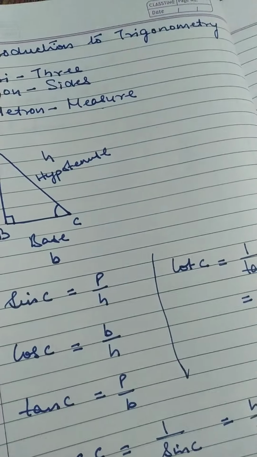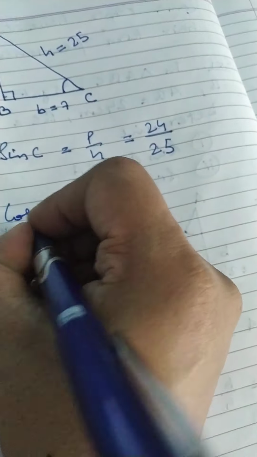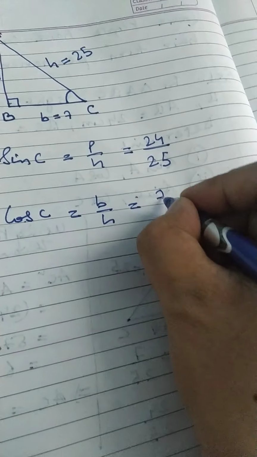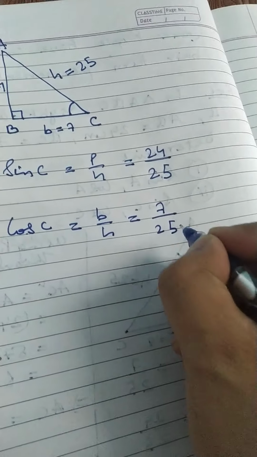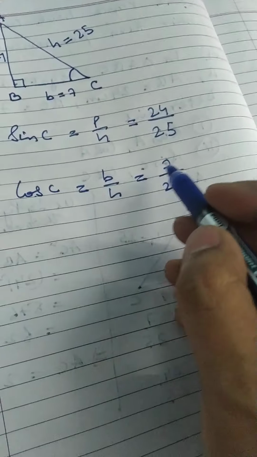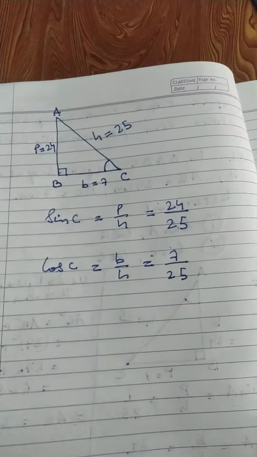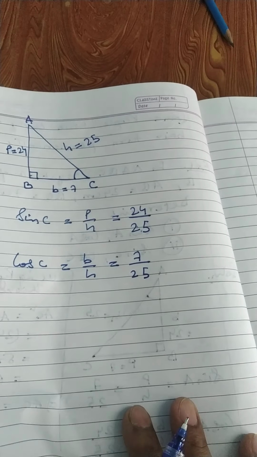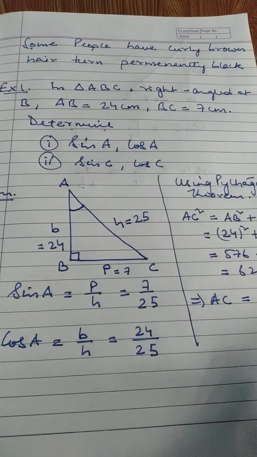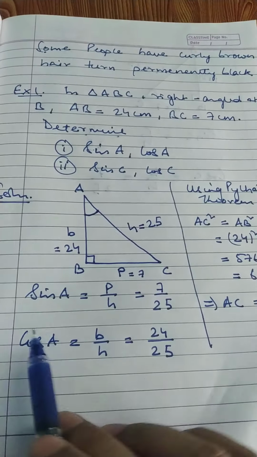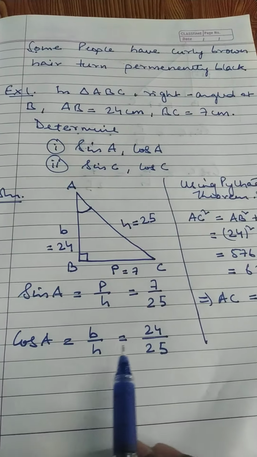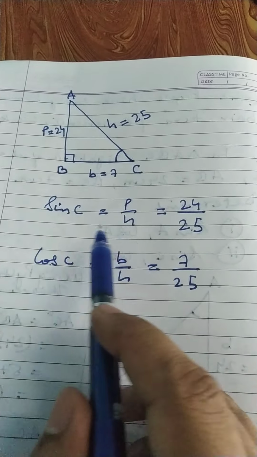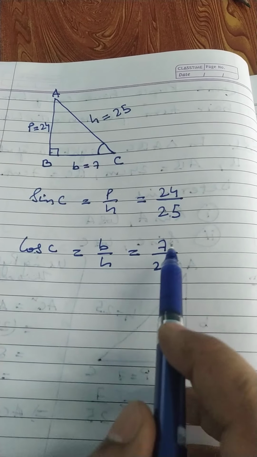Now we have to determine cos C also. Cos C is B by H, and B is here 7 and H is 25. That means cos C is 7 by 25. So we have determined our answer. The answer is, at first we had to determine sine A, cos A. Sine A is 7 by 25, cos A is 24 by 25, and sine C is 24 by 25 and cos C is 7 by 25.